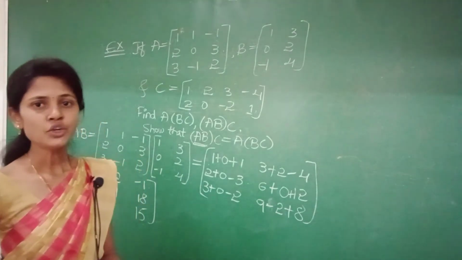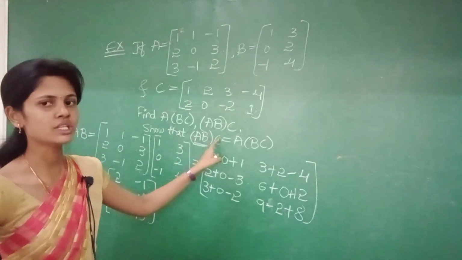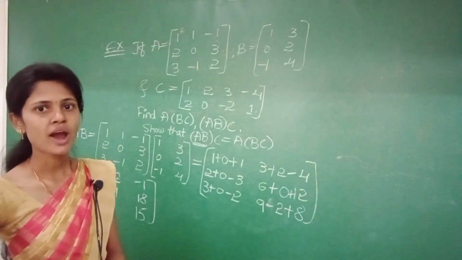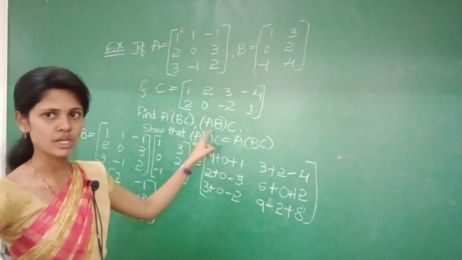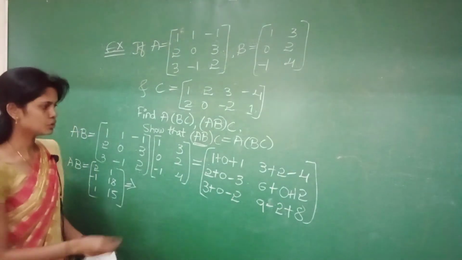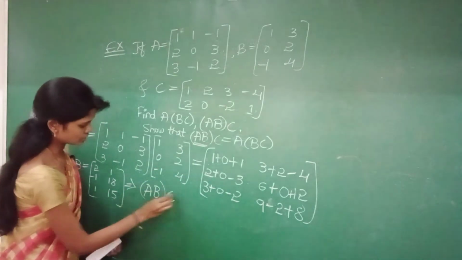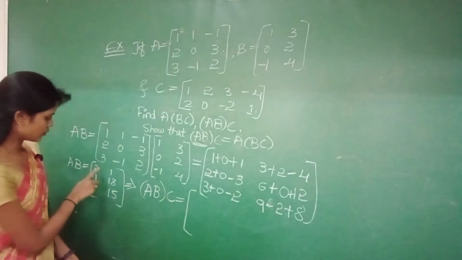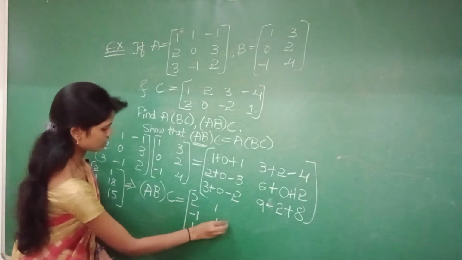Then A into B matrix you got. In the result what we want? A into B into C. So for this AB already we have. So for AB you have to take multiplication of C, which gives the result AB into C. Right? So as you want AB into C, already you got AB here. So write down AB: 1, 2, 1, minus 1, 1, 18 and 15.